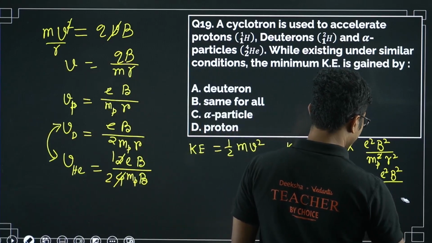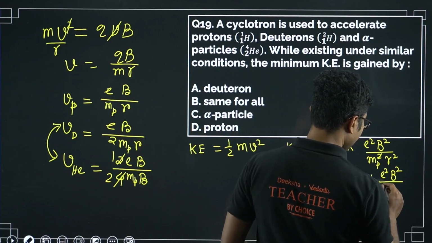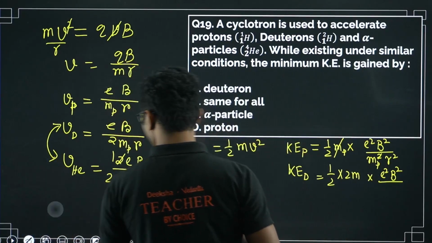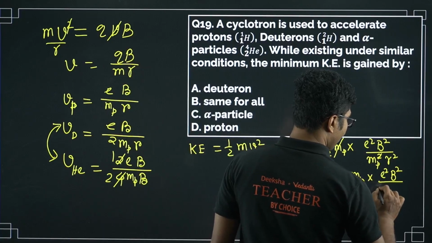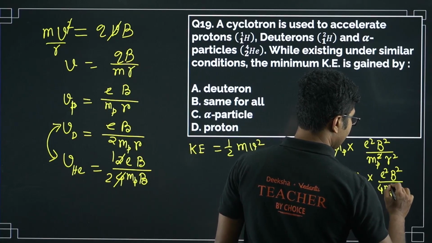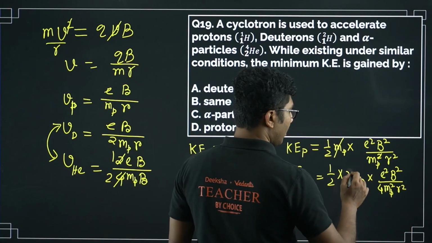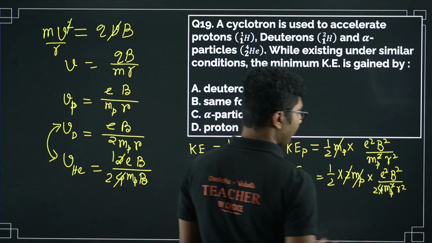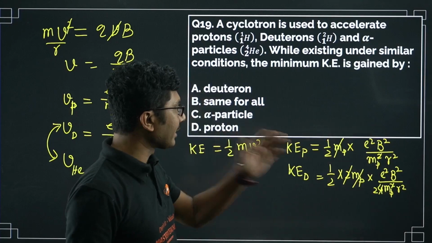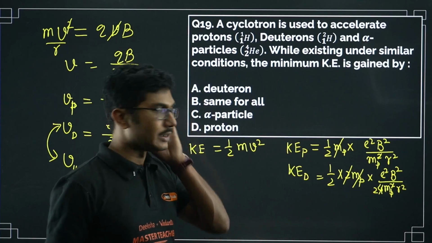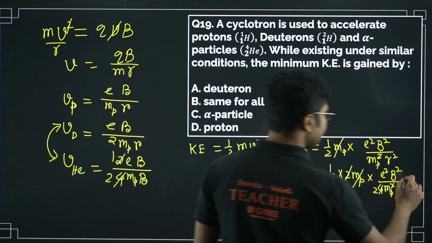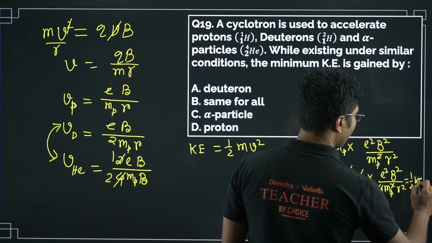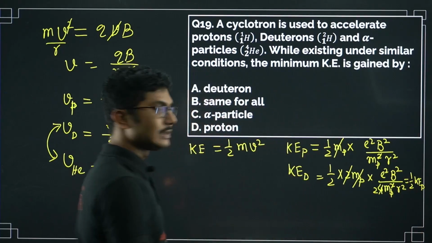4mp square. So here you will get 4mp square r square. So 2 will be cancelled over here, 2mp. Okay, rest of the part is same, that's why I am not cancelling or not multiplying anything. So here we have that this kinetic energy is half of the kinetic energy of proton. Okay, so basically this is less so far.